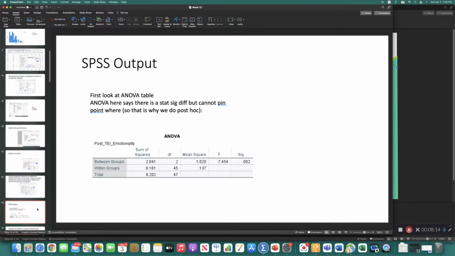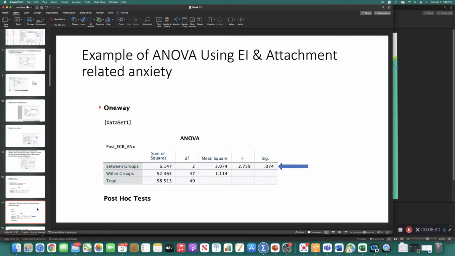So in our SPSS output, one of the first tables we look at is the ANOVA. With the ANOVA, we can see, okay, wow, the significance level here, you'll see in the last column, 0.002. This is less than 0.05. So what does this mean? Well, that we do have a statistically significant difference between groups. But how do we know where the difference lies? Well, that's where we want to do a little bit more analysis.